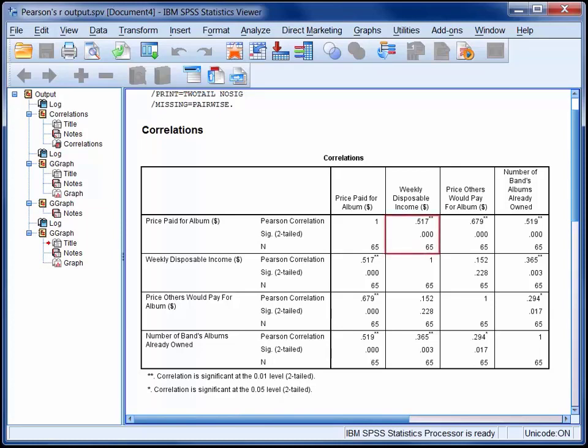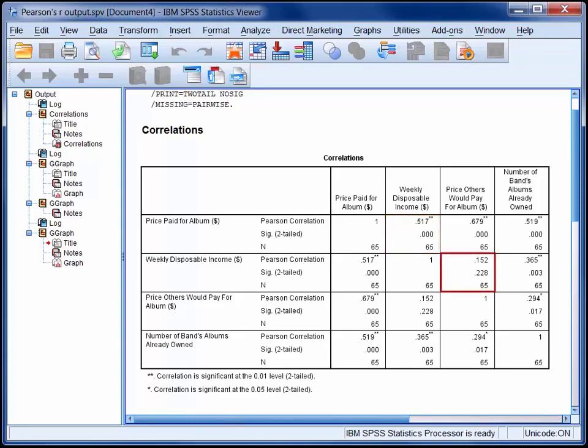So let's focus first on the correlation between weekly disposable income and price paid for the album. In the top row of this cell, we can see that Pearson's r is 0.517. The second row tells us that this correlation coefficient is statistically significant at an alpha level of 0.05. And the third row just tells us that the figures reported in the previous two rows are based on a sample size of 65.